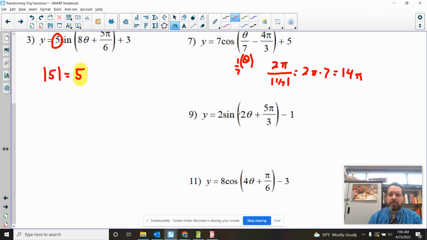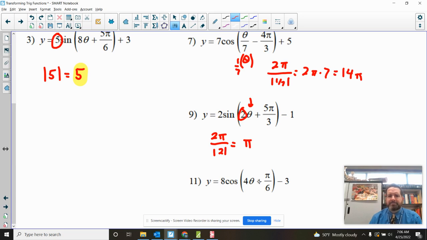Next, once again, for period, I'm looking in front of the theta. So my period is 2 pi over the absolute value of 2. That's just 2, and the 2's reduce. So this sine graph will repeat itself every pi radian.